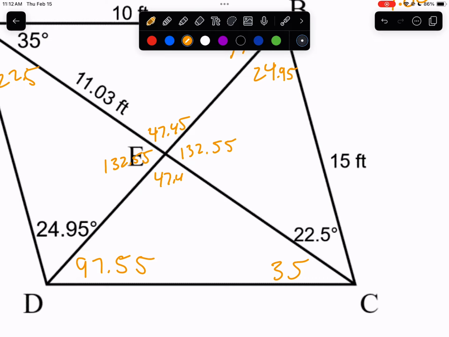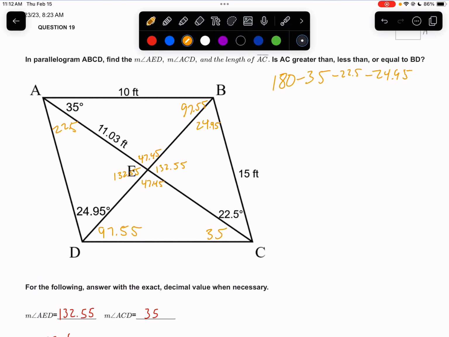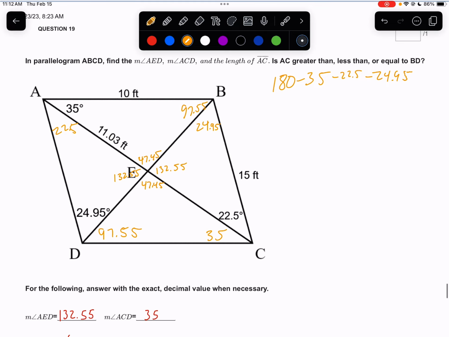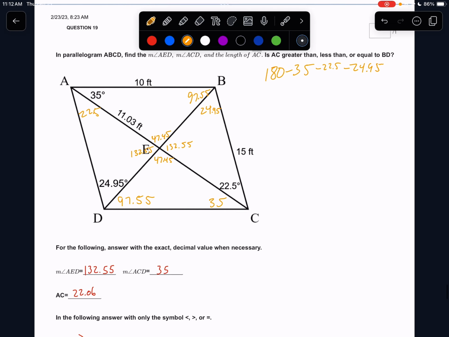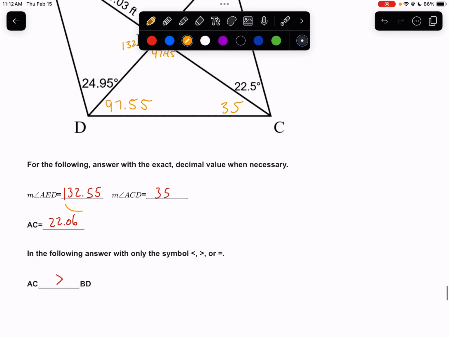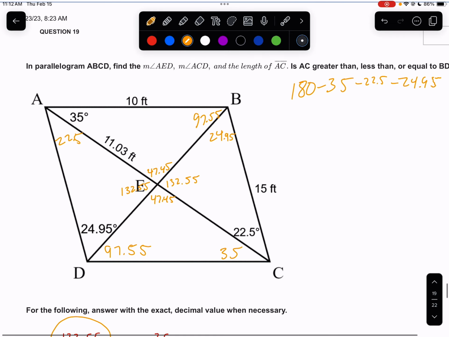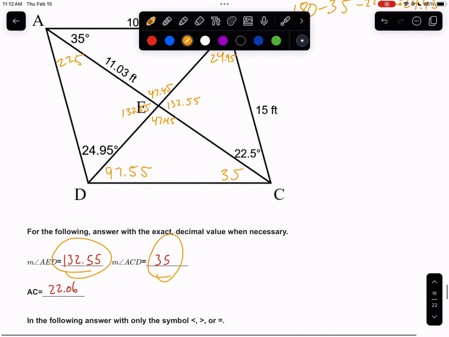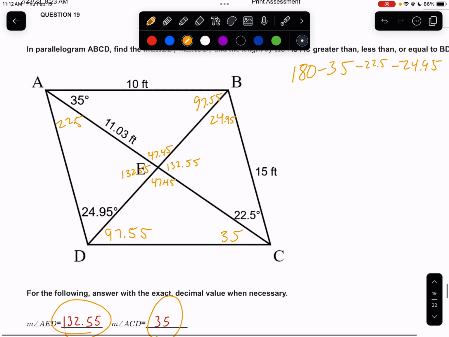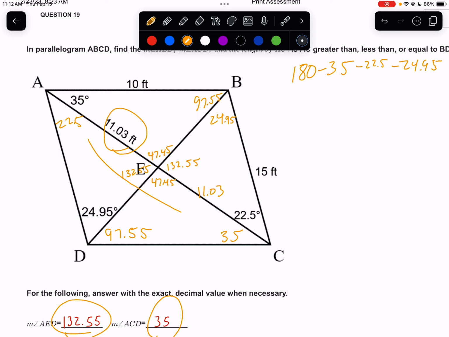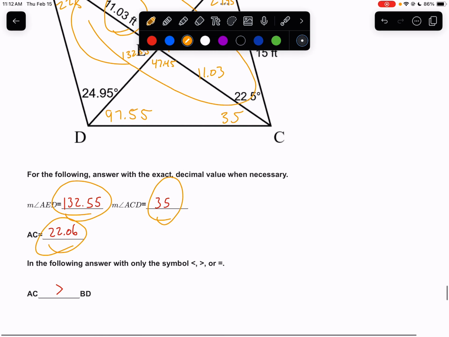I don't even know if I need all these, but I just wanted to do it. Find the measure of angle AED. Oh, we did need that. 132.55, got it. Find the measure of ACD, got it. Find the length of AC. Well, if that's 11.03, this is also going to be 11.03, so 22.06.